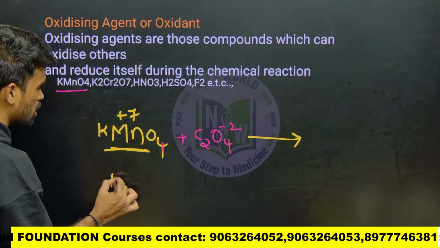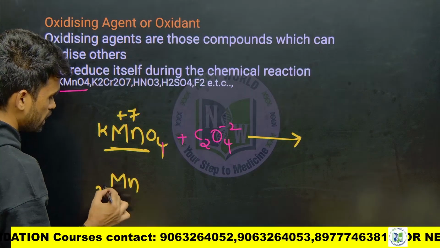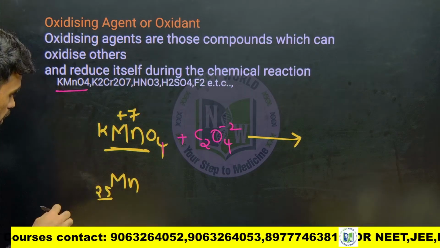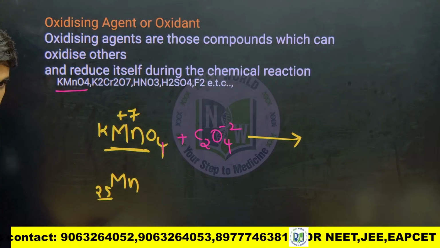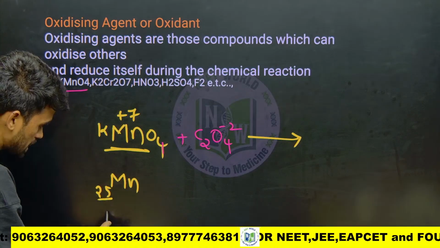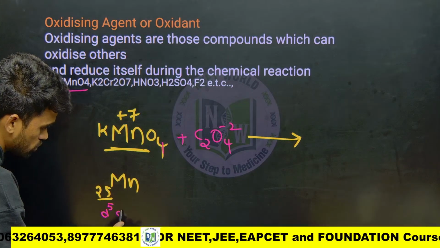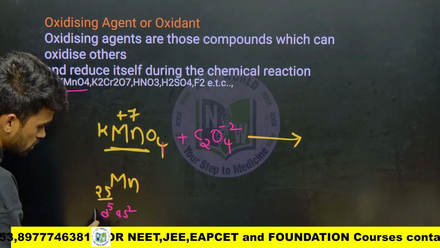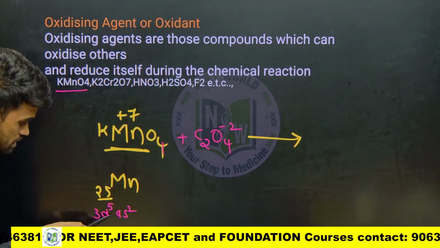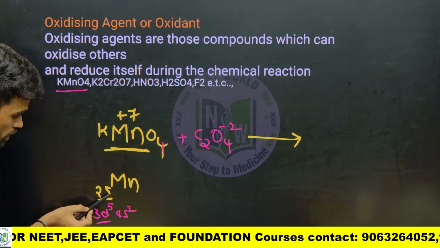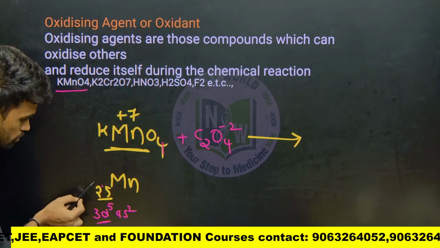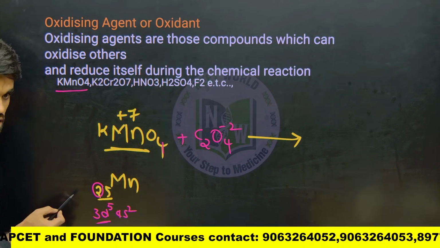See, manganese atomic number is how much? 25. I will tell you a trick for remembering the electronic configuration also. For 25, just write 3d5, 4s2. See, 5 is there, put it on 3d, 3d5, and for 4s, put this 2. Easy to remember?